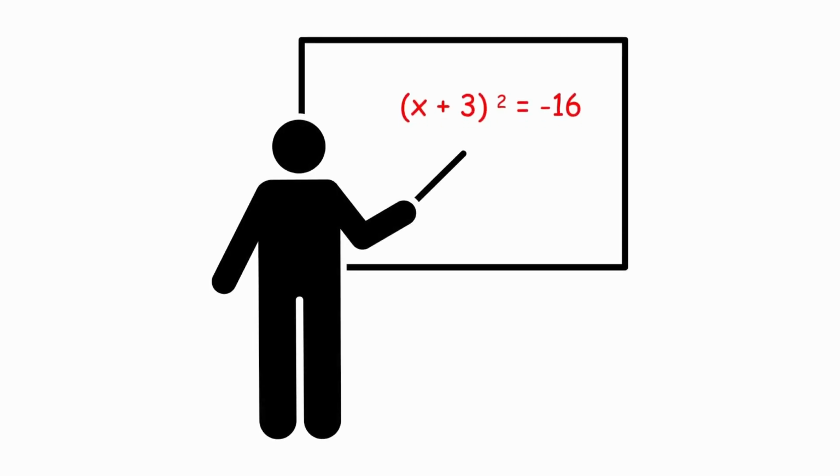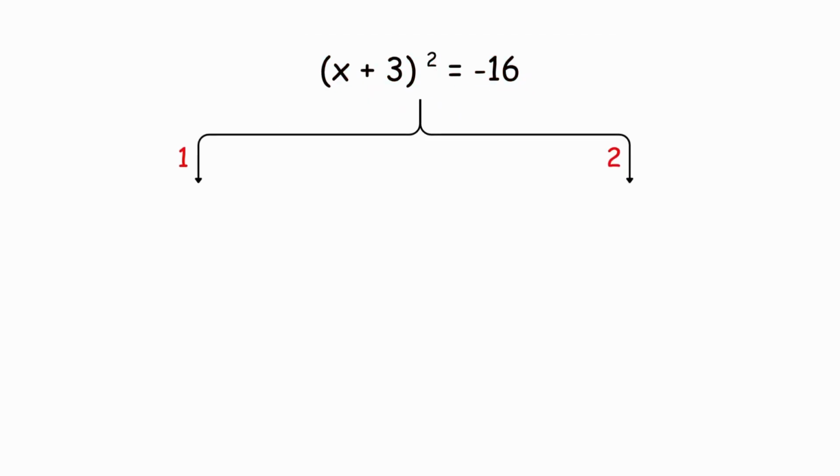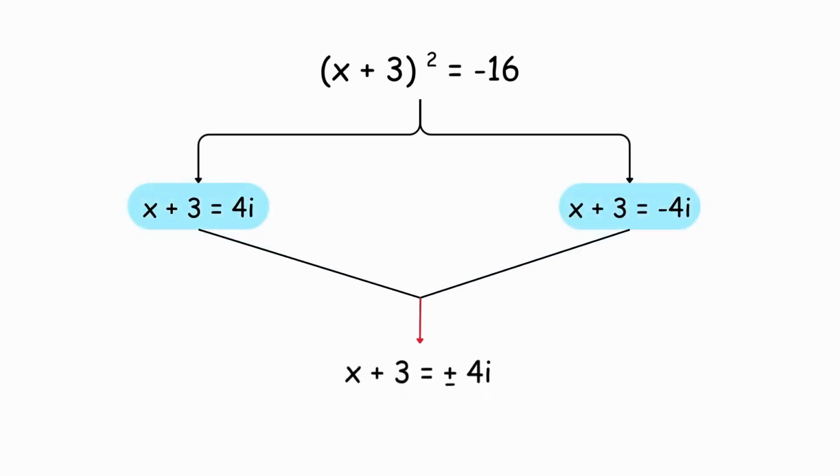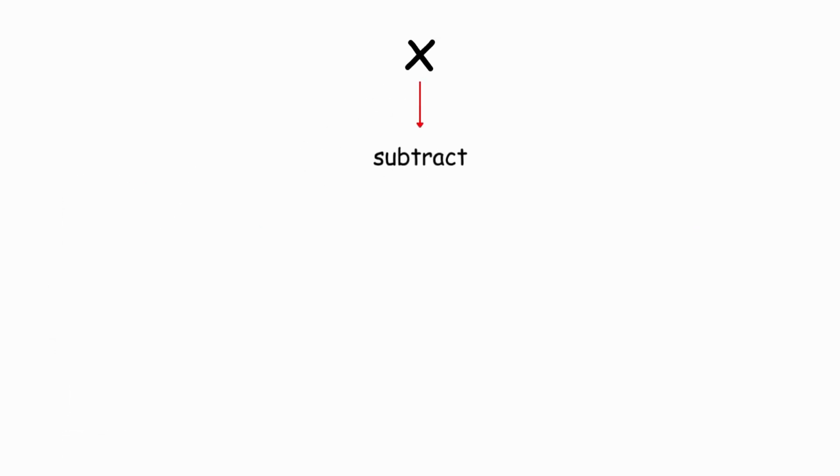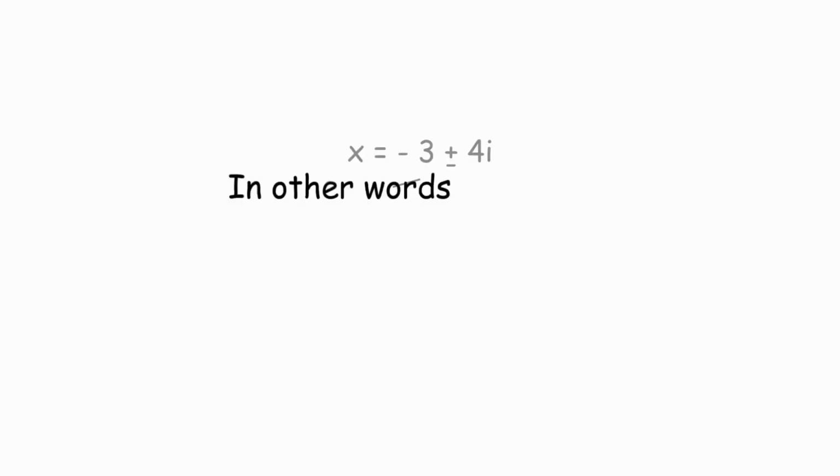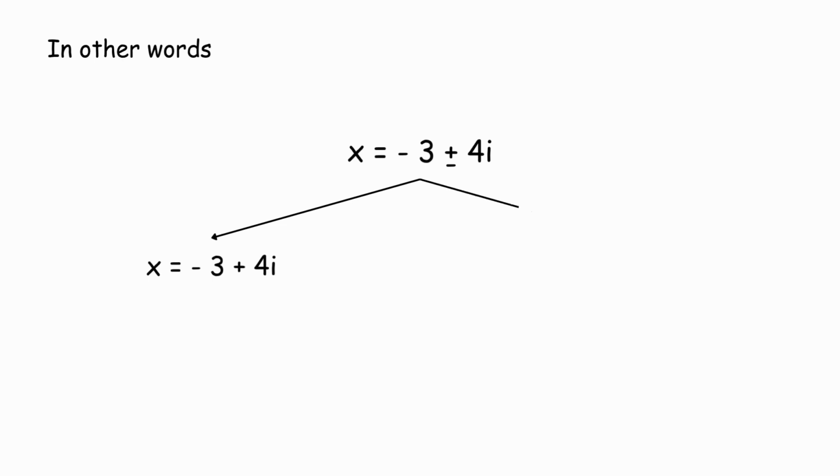Tangent aside, let's return to the equation x plus 3 squared equals negative 16. We just found the two values that can be squared to get negative 16, so let's split our equation into two cases. x plus 3 equals 4i, and x plus 3 equals negative 4i. This can also be written as x plus 3 equals plus or minus 4i, for shorthand. Now to solve for x, we just need to subtract 3 from both sides. This gives us our final answer, x equals negative 3 plus or minus 4i. In other words, x equals negative 3 plus 4i, or x equals negative 3 minus 4i.